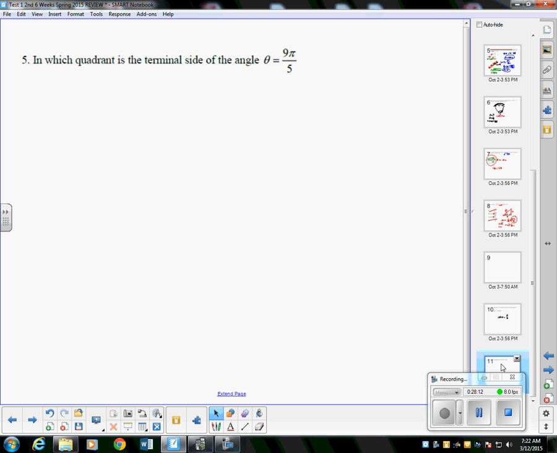Then our last one, this was actually, my numbers got out of order. I don't know if you noticed this, but this is actually, I think, number 5 on the review sheet. But this just simply wants to know which quadrant is the terminal side of the angle 9 pi over 5. Well, this goes back to that circle thing I was telling you about. We're dealing with pi over 5 units. In other words, we have 9 pi over 5 increments.